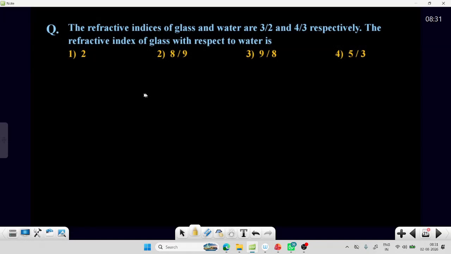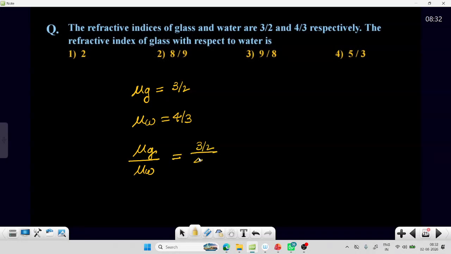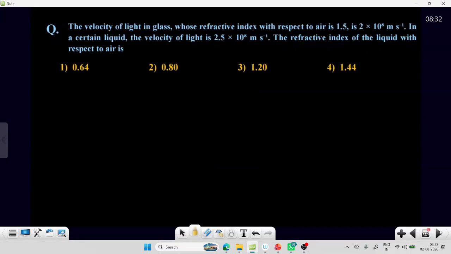Refractive index of glass is given as 3 by 2, and water is 4 by 3. They are asking to find the relative refractive index, the refractive index of glass with respect to water. So that is 3 by 2 divided by 4 by 3, which will be equal to 9 by 8. Next.